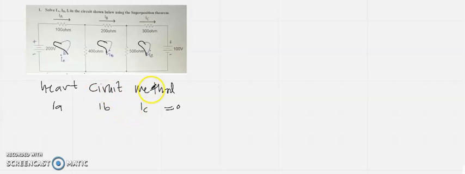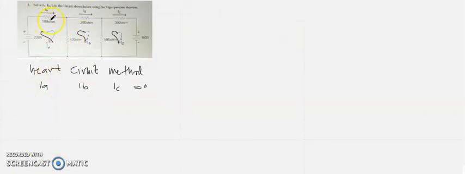I call this the hard circuit method. So this is the hard of IA, and this is the hard of IB, and this is the hard of IC. Ang gagawin natin is this is the fastest technique. For IA, what's inside the loop? We have 100 plus 400, so this is 500. For IB, this is negative 400.